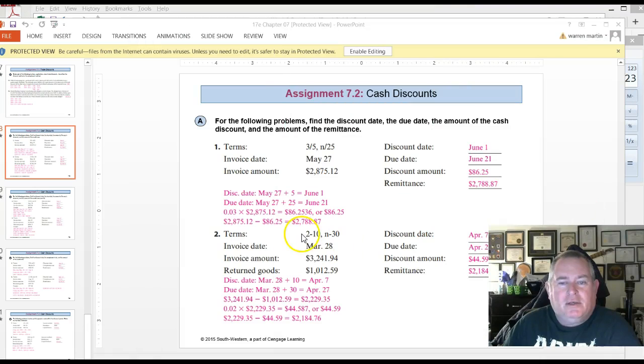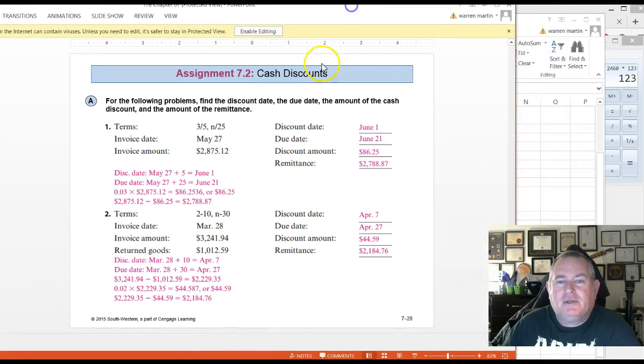So again, here it is, the same one, 2, 10, net 30. Your discount date, let me move this over a little where we can see it here, is March 28th, plus 10 makes it April 7th. Due date, March plus the 30, and there's the 30. That makes it April 27th. Your invoice amount minus the returned goods gives you that remittance there.